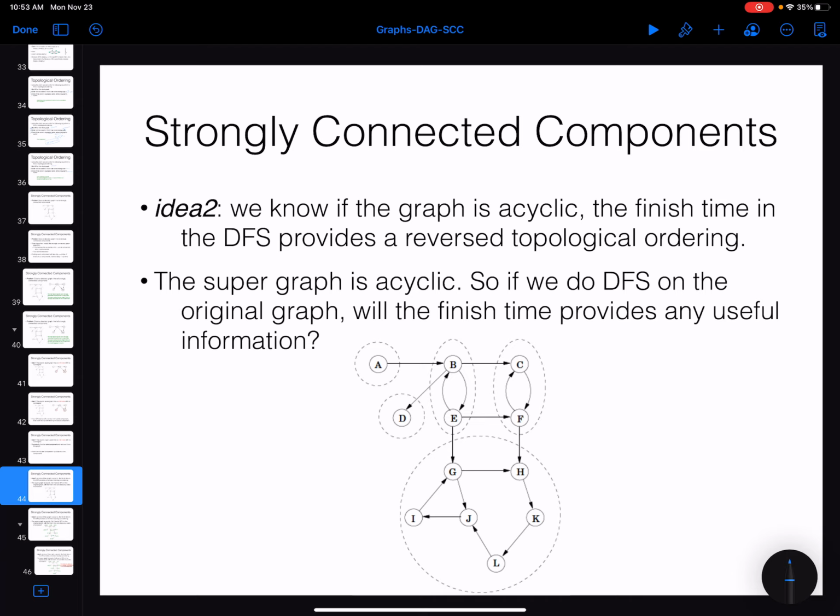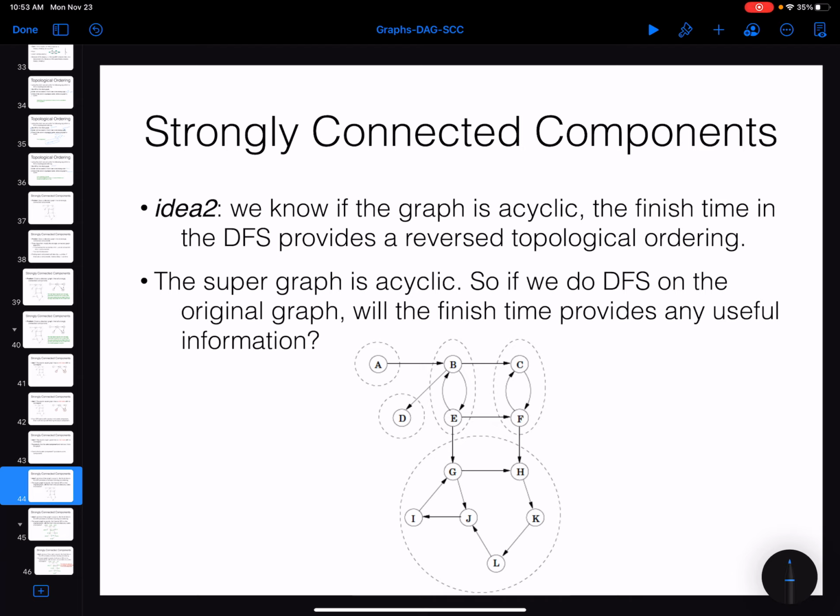The idea here is that I'm going to use DFS. I'm going to think that maybe exactly the way that the DFS helps us to find the topological ordering for the nodes based on the finish time, maybe that can also help us here. The reason is that the supergraph is going to be acyclic, right? When we discussed the topological ordering, we just assumed that the graph is acyclic.